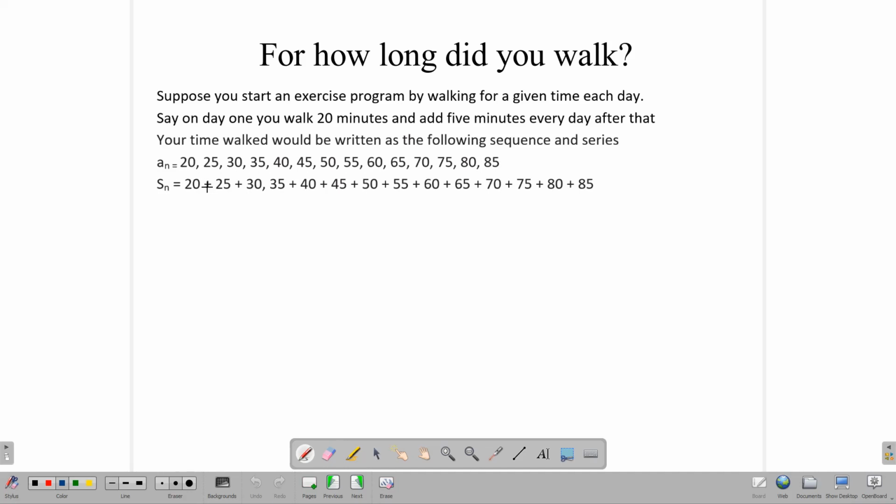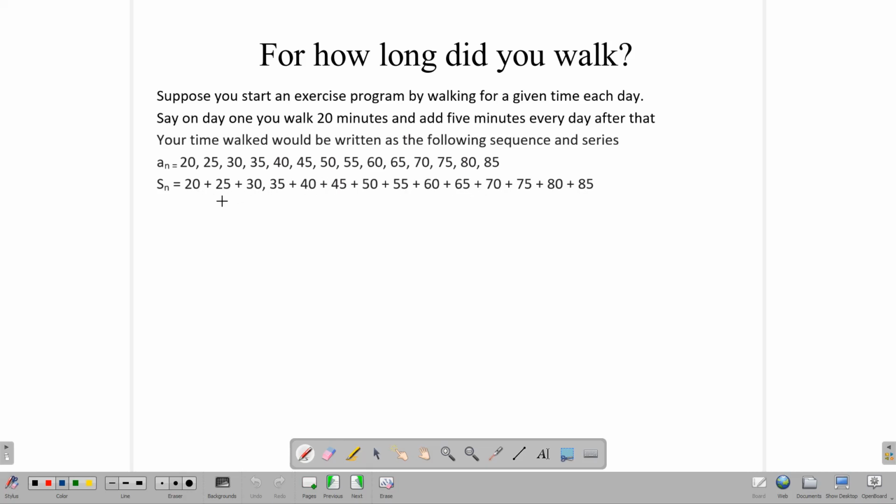And if we put plus signs between those numbers, then we end up with a series Sn, starting at 20, going all the way up to 85. Now suppose we wanted to add these numbers to find out the total time walked. One way is simply to put this total in your calculator, one number at a time, and of course you get your result.